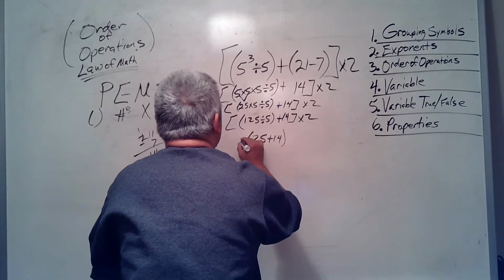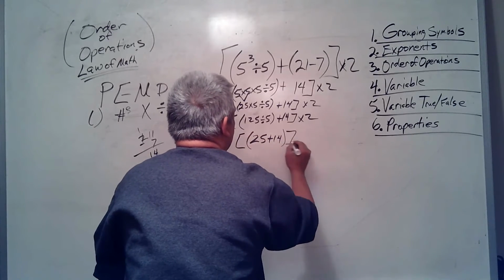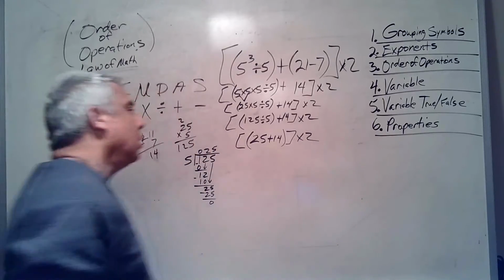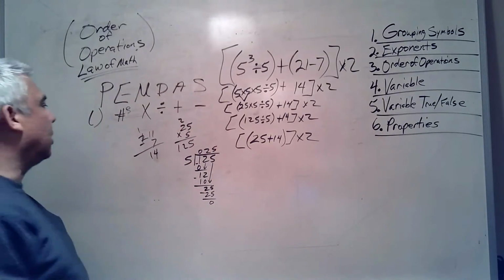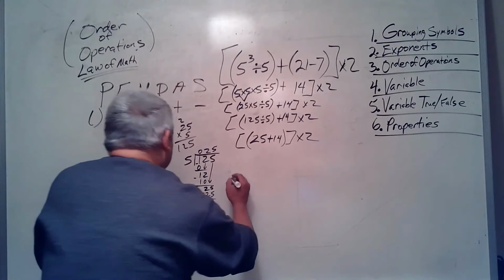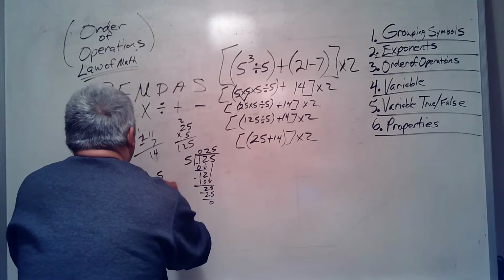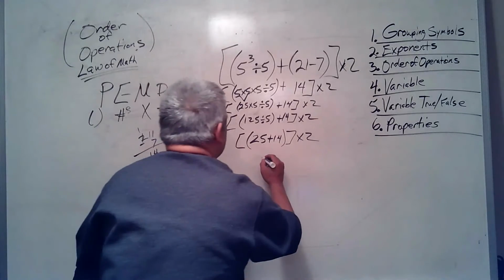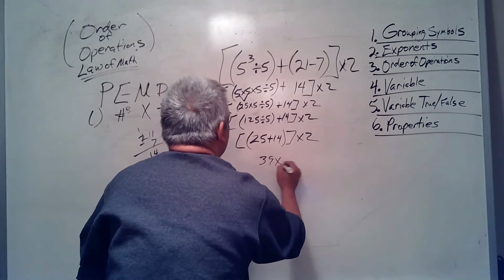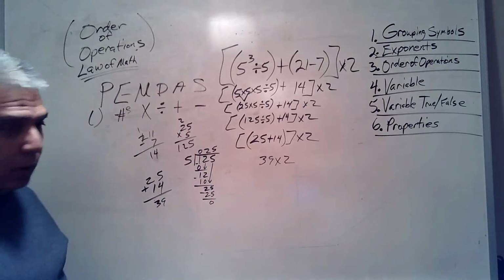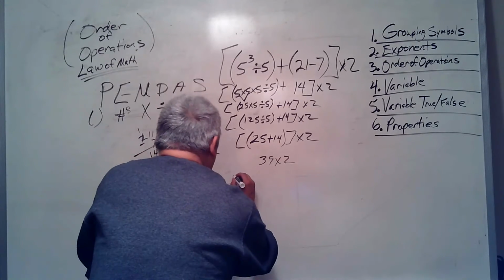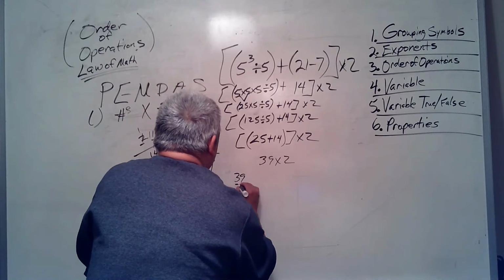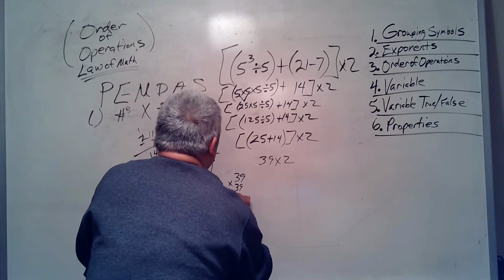This is now my new parentheses inside of my brace times 2. We're getting closer and closer. So I look and I say 25 plus 14, that is equal to 39. Okay, so 39 times 2. We're getting there. So 39, you can list 39 twice if you don't like multiplying.